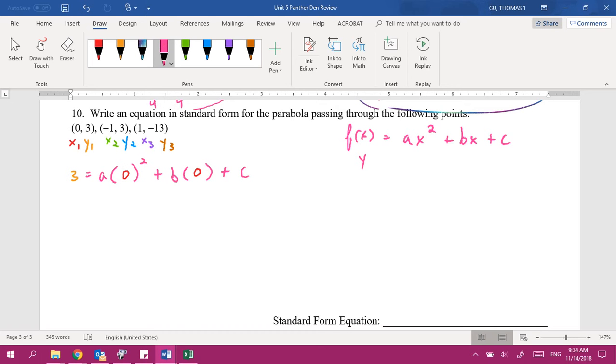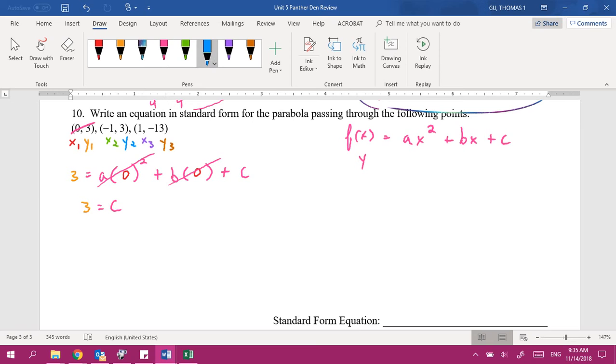Okay, but 0 times anything is what? So it's just gone, right? So in this case, the a would be gone because it's multiplied by 0. The b would also be 0, right? So in this case, my first equation is going to be 3 equals c. That's right. So now you see we've taken care of 1 point, right? We're done with that one. We're going to do the same thing with the other 2 equations.